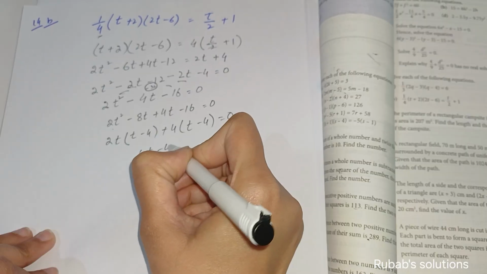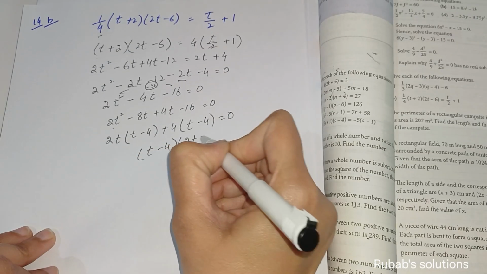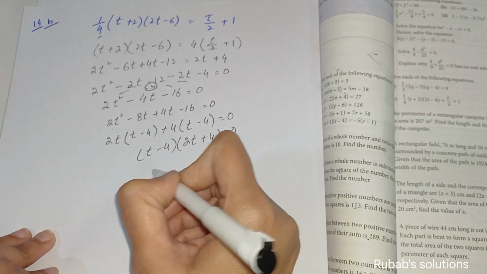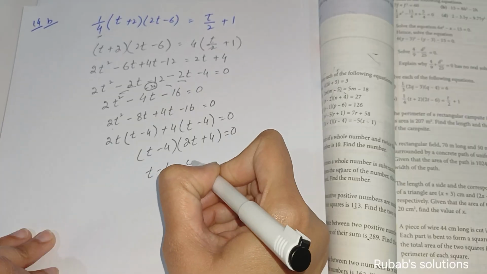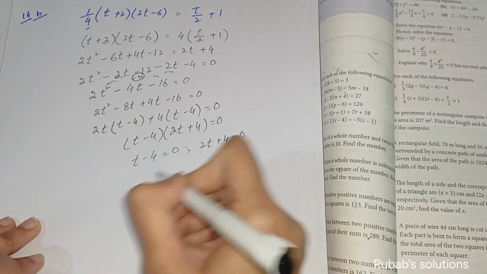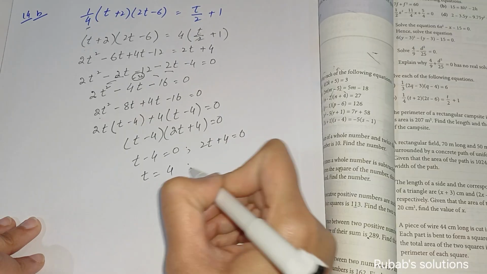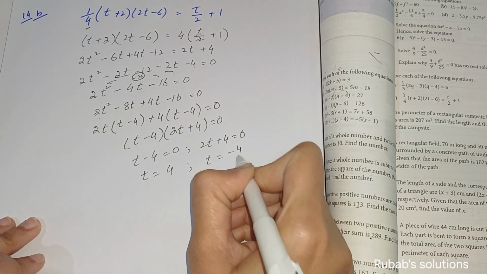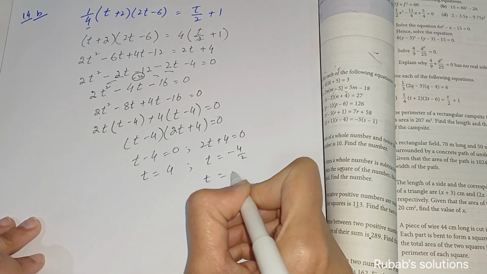So either t minus 4 is equal to 0, or on the other side 2t plus 4 is equal to 0. T is equal to 4, and from the other side t is equal to minus 4 by 2. So t is equal to minus 2.